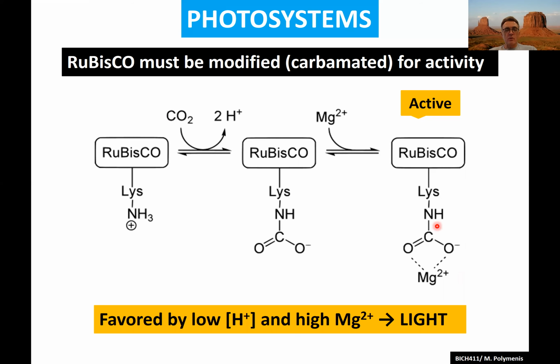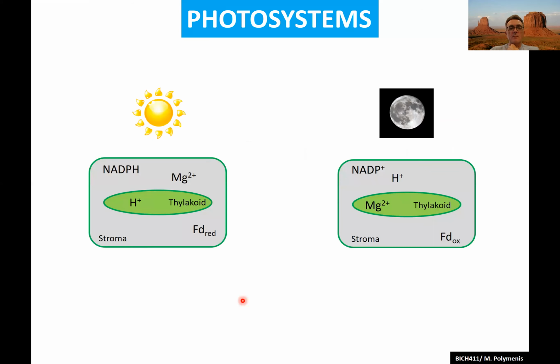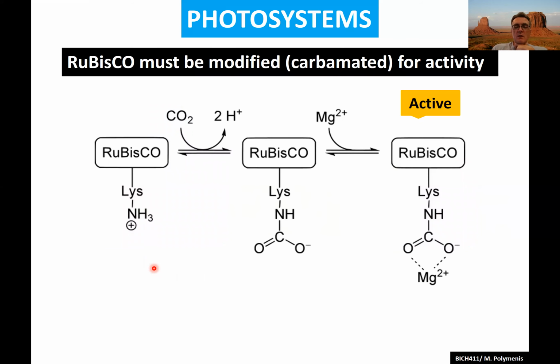And this reaction is also favored, as it turns out, by a low concentration of protons. Again, you are in the stroma. Low concentration of protons during the day. Why? Because all the protons get translocated into the thylakoid, inside the lumen of the thylakoid, during the day by photosynthesis. So you've got low protons and high magnesium. So that explains the activity that you see of Rubisco during the day.